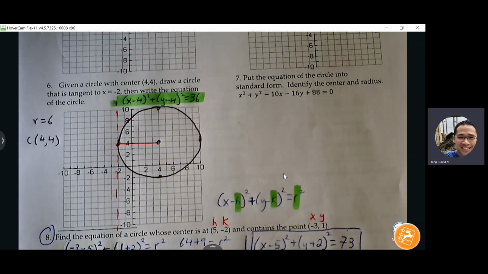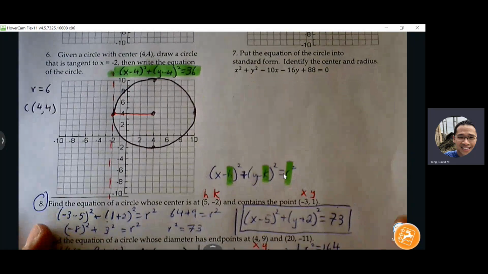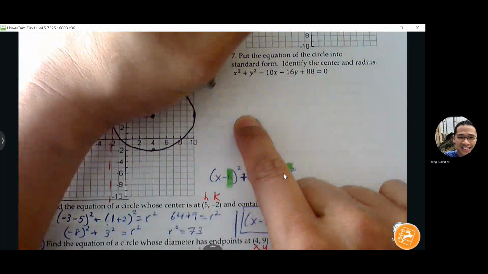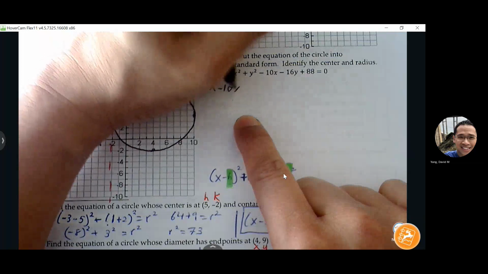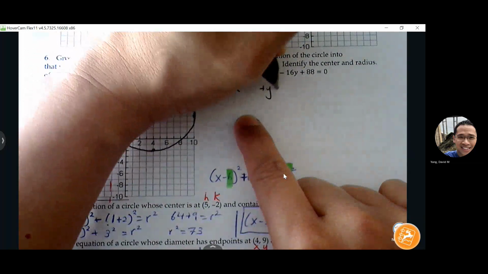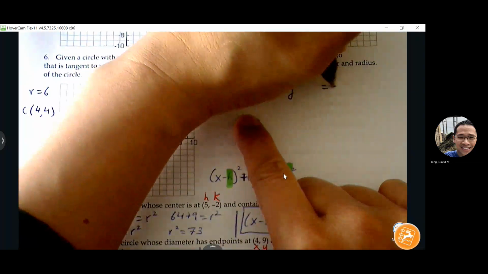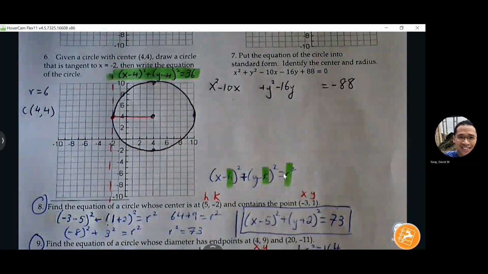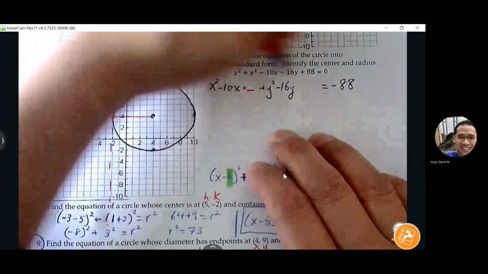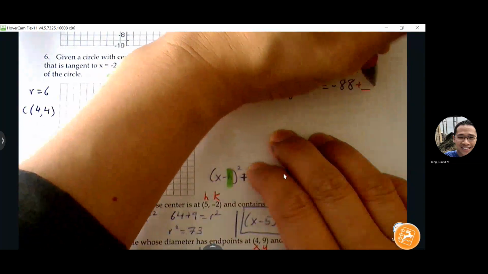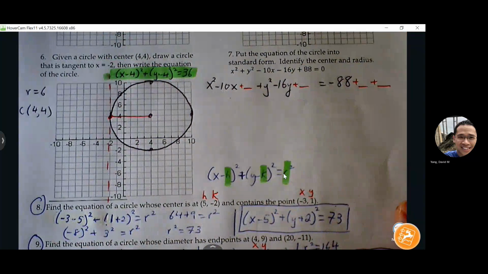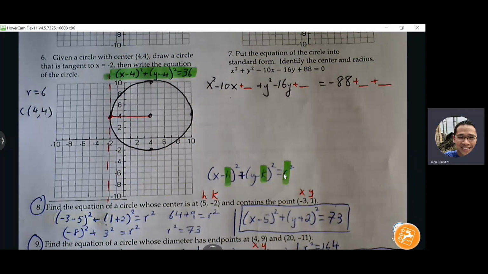Are we okay with 6? Number 7, general form. We've got to get it into standard form, so we do need to complete the square twice, one for x and one for y. B over 2 squared, we have to do that twice, one for x and one for y, because they're different b values for the different variables.